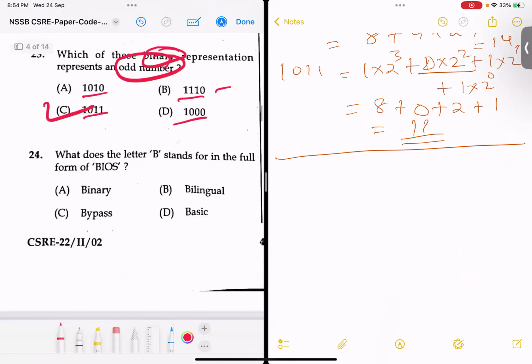Question number 24. What does the letter B stand for in the full form of BIOS? BIOS is short for Basic Input Output System. It's what comes into play when we begin a computer, and it is housed inside the ROM.